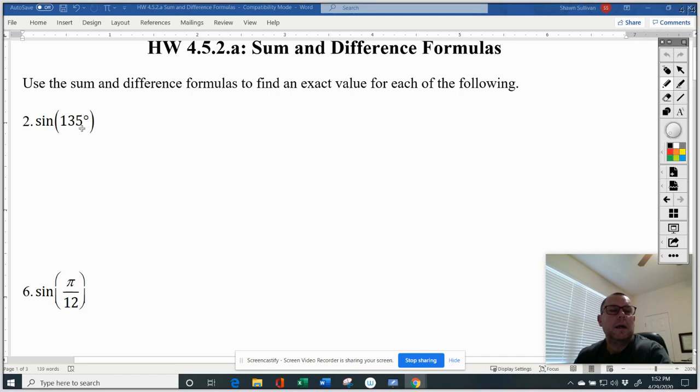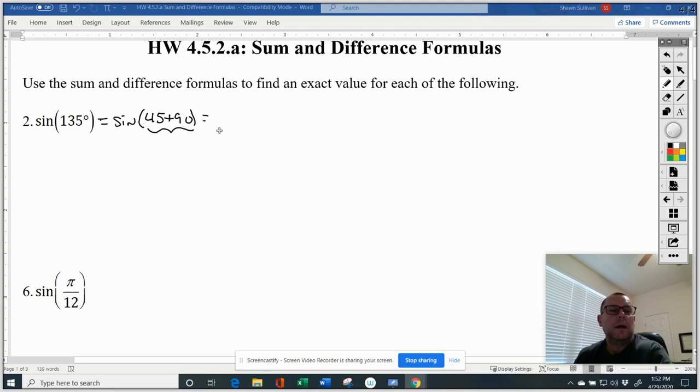So sine of 135. The deal is I need to turn the sine of 135 into something, and I'm going to turn it into sine of, we're rewriting 135 degrees. I'm going to rewrite it as 45 degrees plus 90 degrees. And so if I add these two things together, I get 135 degrees. And this hasn't changed my function, but now I can use my sum and difference formulas. So now I have sine of A plus B.